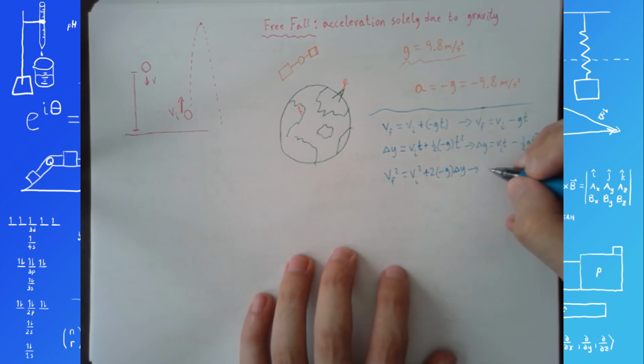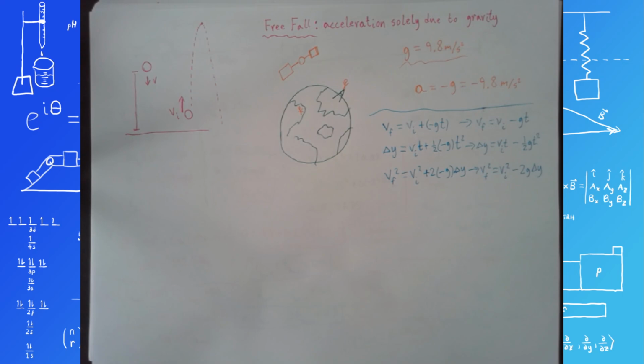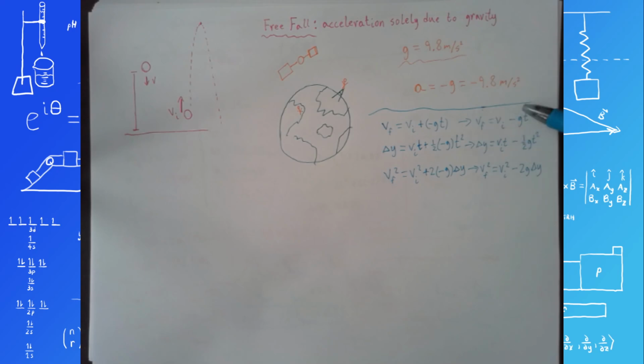And if you simplify, that's v final squared equals v initial squared minus 2g delta y. So for the most part, it's the same kinematics equations that you're used to. It's just that your acceleration is often going to be this negative value. So you're going to see a minus sign where you would typically see a plus. But otherwise, everything else is still the same.